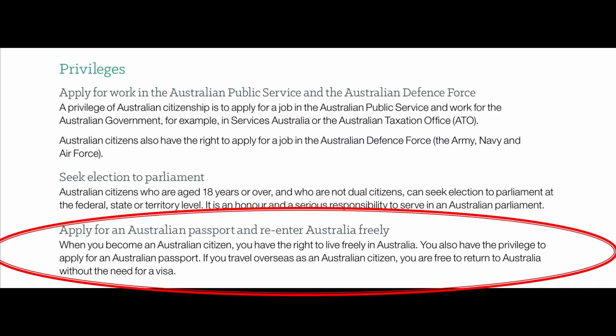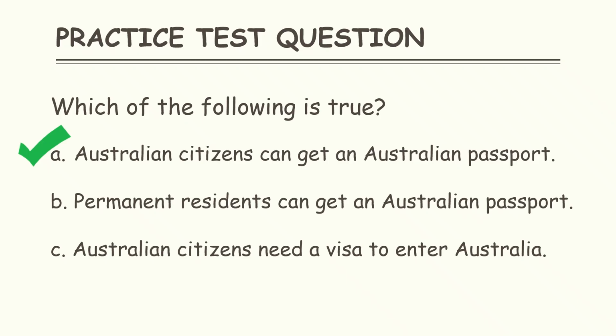We saw on page 22 that one of the privileges of Australian citizenship is applying for an Australian passport and re-entering Australia freely. So A, Australian citizens can get an Australian passport, is the correct answer.